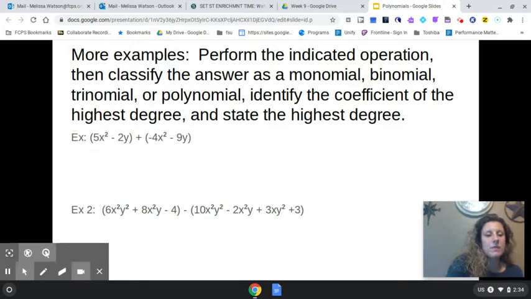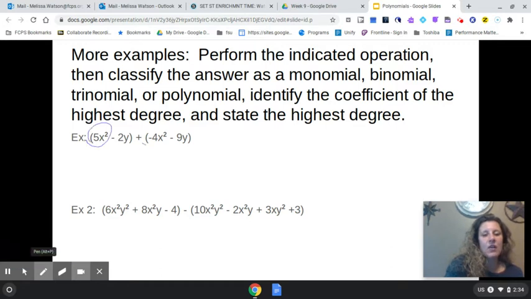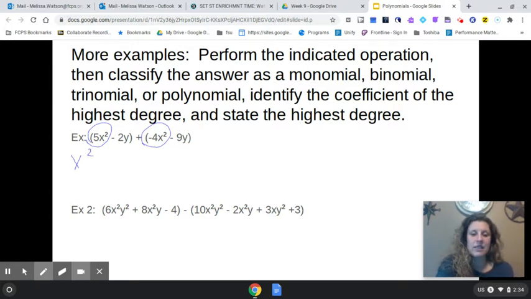Okay, 5x squared, and we're adding on negative 4x squared. That is just going to be 1x squared, or just x squared. I technically do not need to write the 1 in front. The next set of like terms, we have negative 2y, and we're adding on negative 9y. So if we add those two together, we get negative 11y.